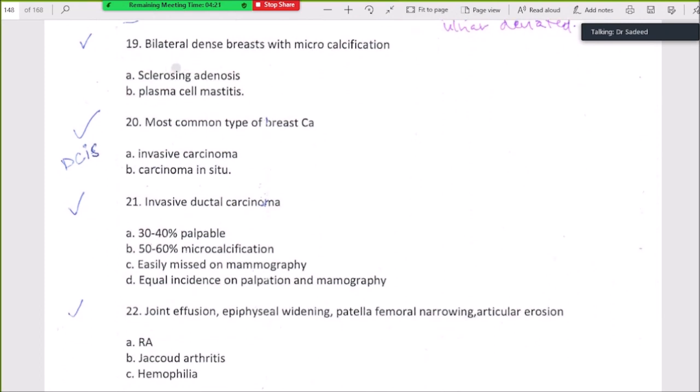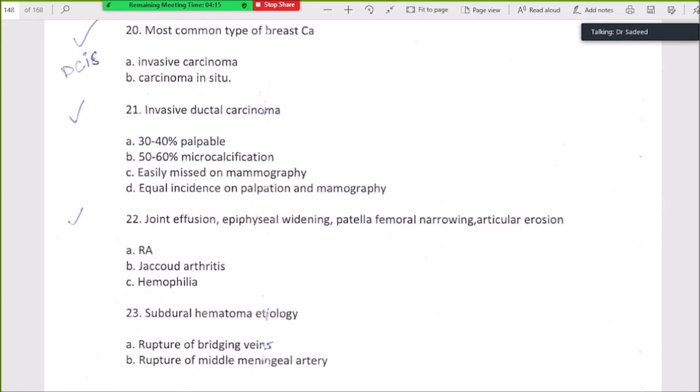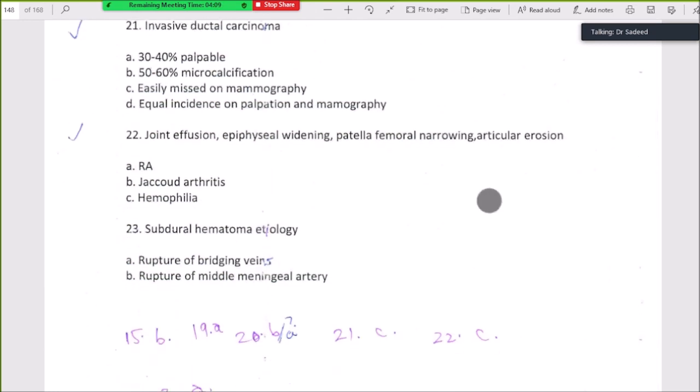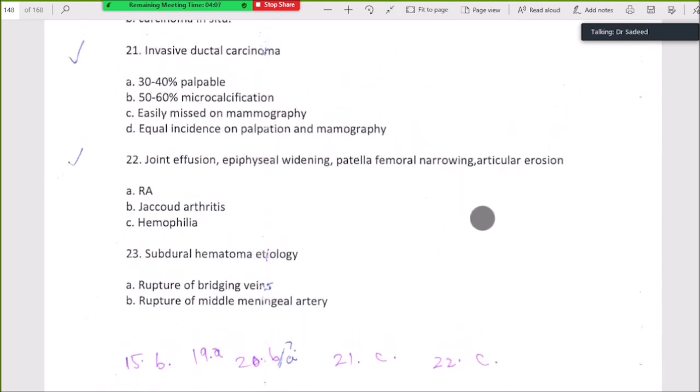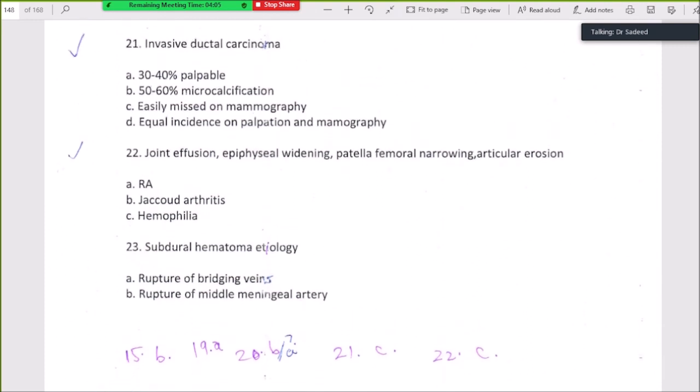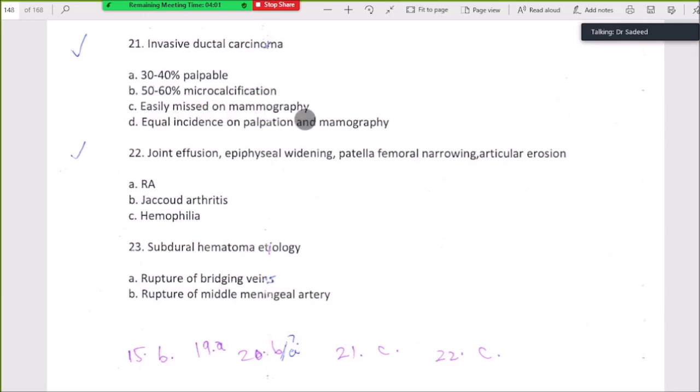19. Bilateral breast masses with microcalcification is sclerosing adenosis. 20. Most common type of breast cancer is B, carcinoma in situ. That is ductal carcinoma in situ, so carcinoma in situ. 21. Invasive ductal carcinoma is easily missed on mammography.